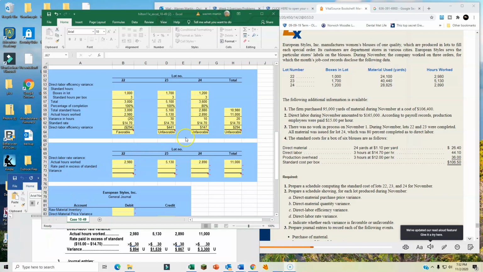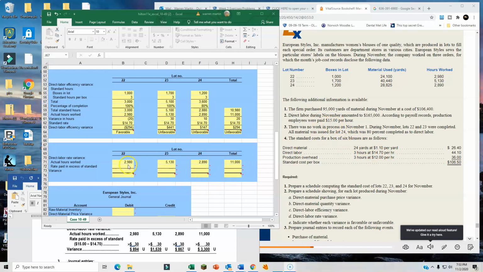All right, so I added the rest of those in there, and then we jump down to the next part here, direct labor rate variance, actual hours. We get that from over here again. So I already plugged those in and totaled it. The rate paid in excess of the standard variance. So over here we have the regular rate, that 14.70. Up here it tells us that employees are paid 15 an hour. So that's a 30 cents difference. That's the variance. So we put that 0.30 in there to make up that variance.